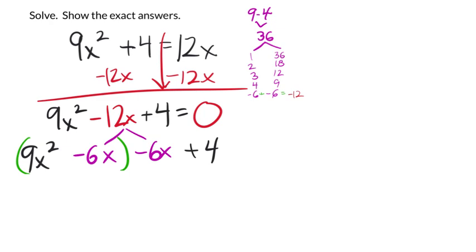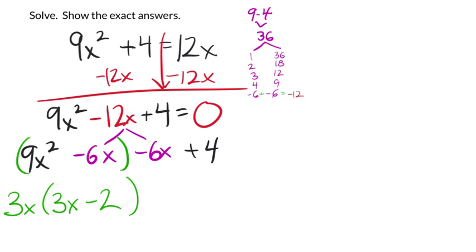So I'm going to take the first group. I can see that I can factor out a 3 and an x. And then we can divide. So 9 divided by 3 is 3. X squared divided by x is x. And then negative 6 divided by 3 is going to be negative 2. And then we yanked out that x.